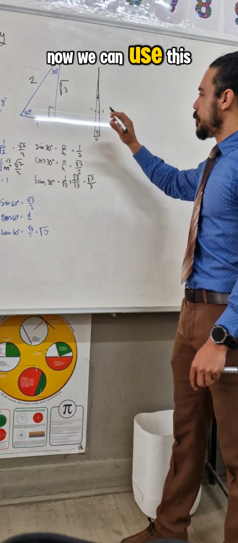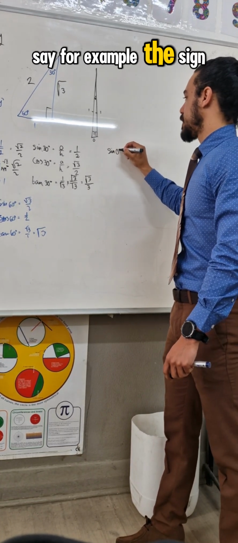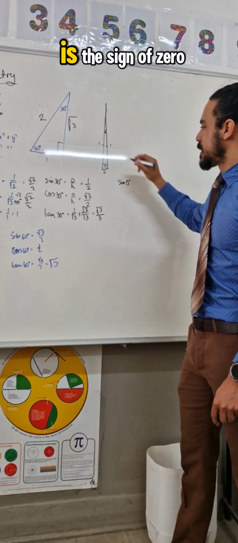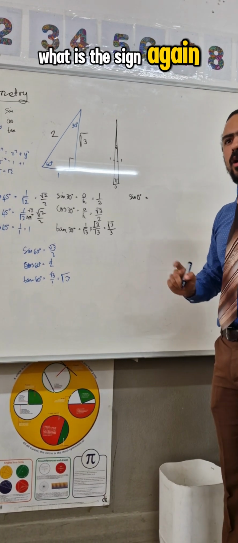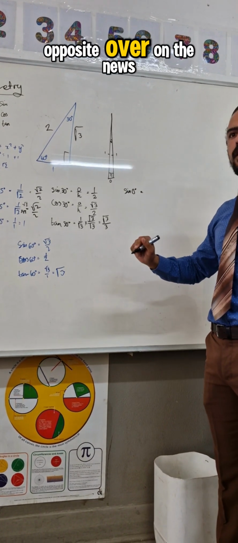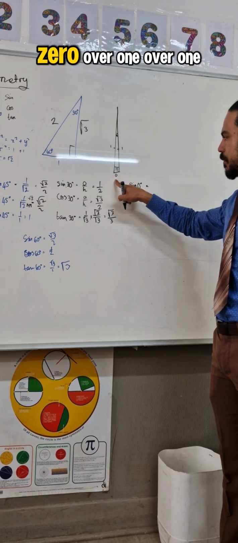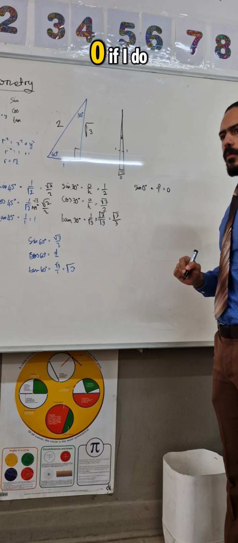Now we can use this and manipulate it, and we can say the sine of 0. I'm going to stand in that perspective and look down. What is the sine of 0? What is sine again? Opposite over hypotenuse. So what is the sine going to be? 0 over 1, which equals 0.